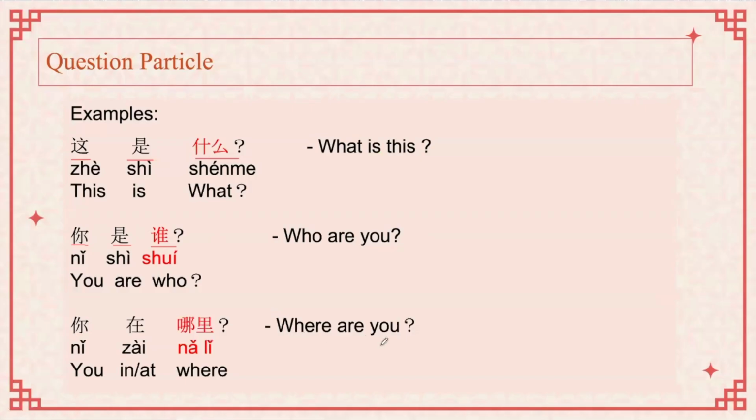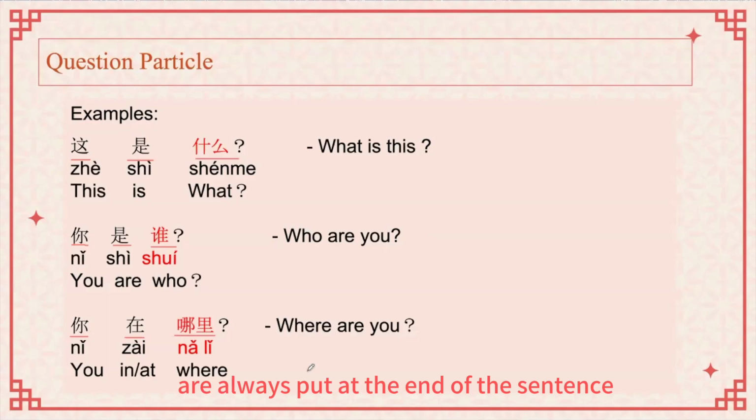Where are you? In Chinese, we say, 你在哪里？ As we can see, 哪里 is a question particle we put at the end of the sentence. It is used to ask where. Now you can see all the question particles are always put at the end of the sentence.